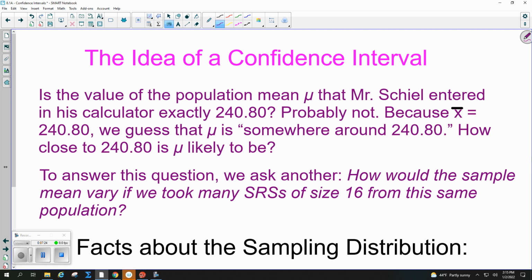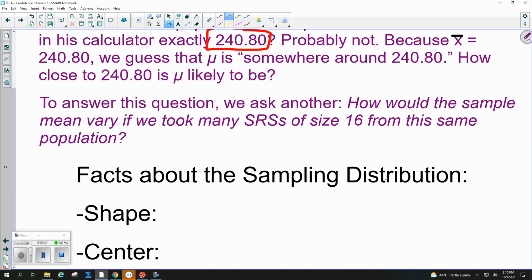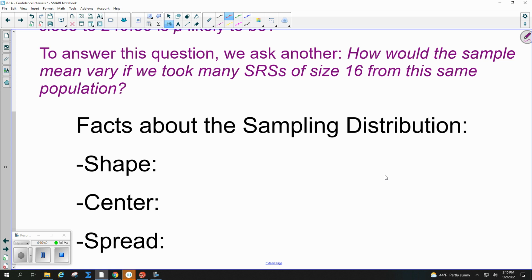All right, so another class did this, you guys, and they got 240.8 for their X bar, okay? So we'll probably use that for the rest of this example, similar to what we got for our 247.3, okay? So let's talk about some of the facts from the sampling distribution. What do we know about the shape? Well, we know the shape is normal because we know that the population is normal. They told us that in the problem, all right?